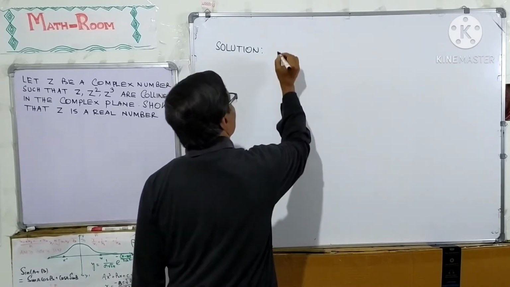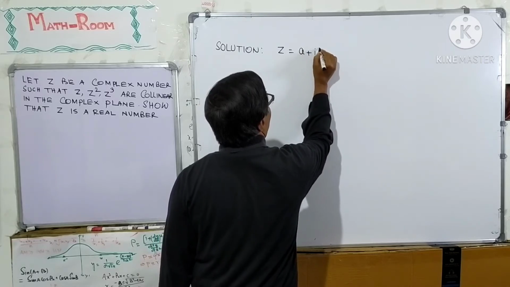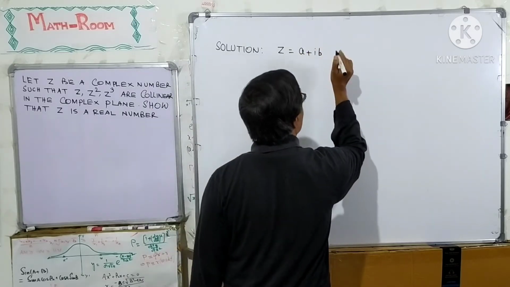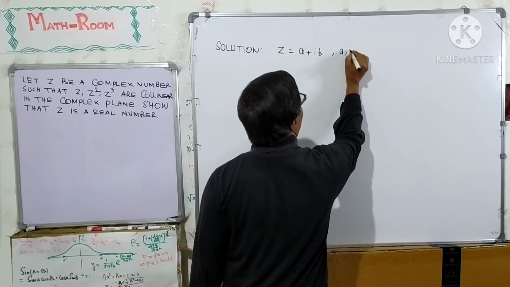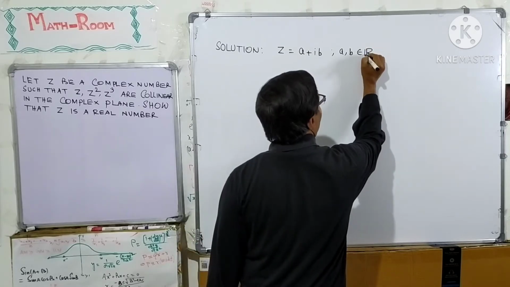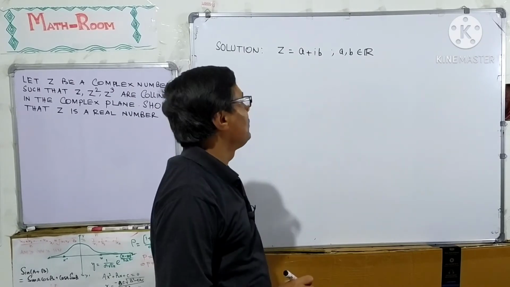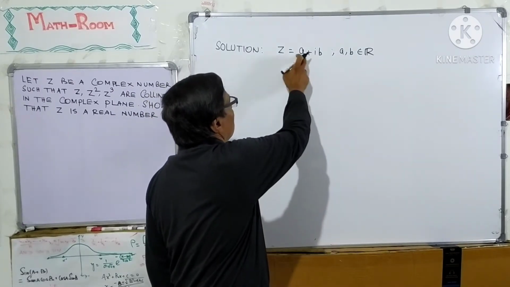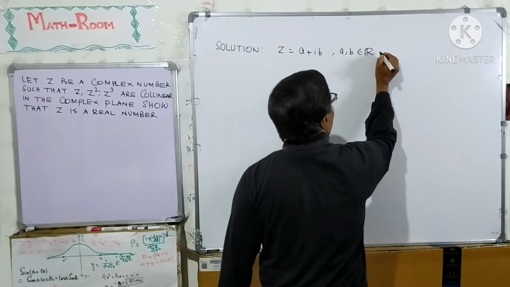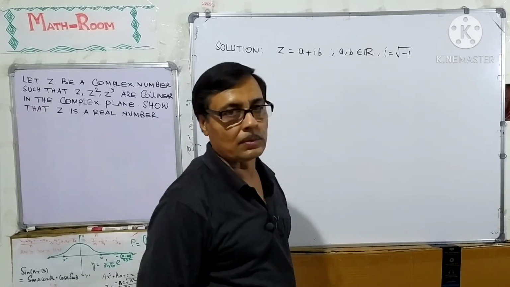Here we can consider z equal to a plus ib, where z is a complex number, so z can be written as a plus ib, where a, b belong to real numbers, that is a and b are real numbers. Here i is the square root of minus 1, that is the imaginary number.